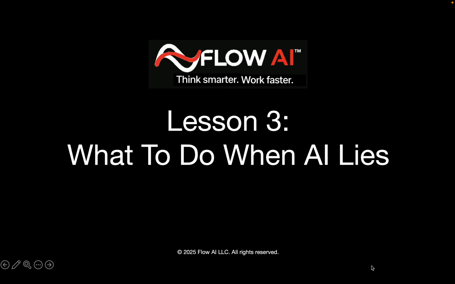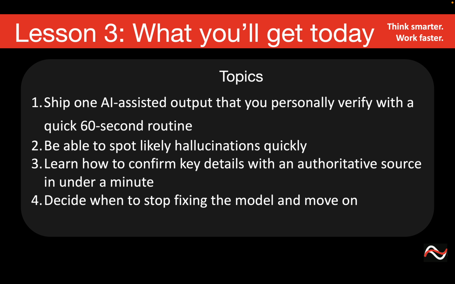In this lesson, you will produce one short AI-assisted output, such as an email, paragraph, a slide bullet, or a brief summary, and you will run a simple optional common sense check before you send it. By the end, you will be able to spot likely hallucinations quickly, confirm key details with an authoritative source in under a minute, and decide when to stop fixing the model and move on.